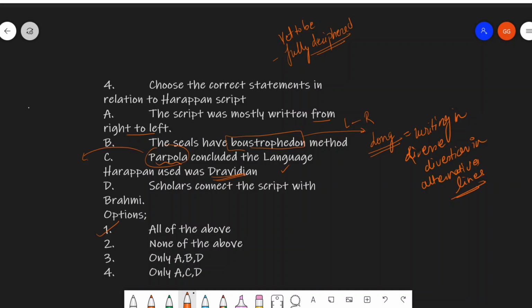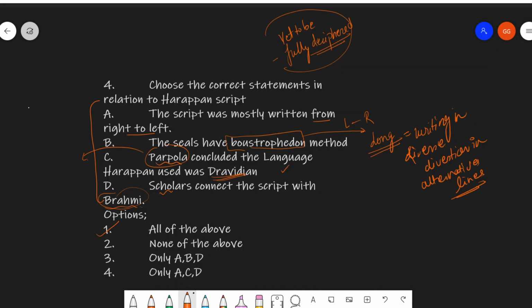And the last statement is, scholars connect the script with Brahmi. This is also correct because there is a group of scholars, not from the Soviet Union or the Scandinavian countries, who basically believe that the language was Brahmi. So all these statements are correct. You have to specially remember that there is no certainty, with some scholars saying it was Dravidian and some saying it was Brahmi, because this script is yet to be fully deciphered. This is all that we know about the script.